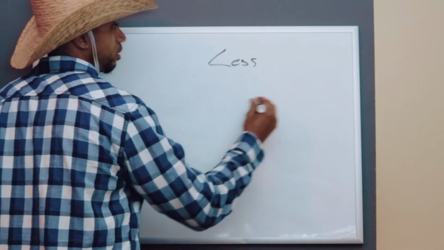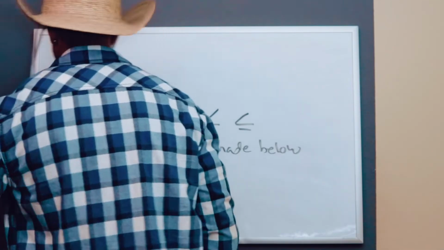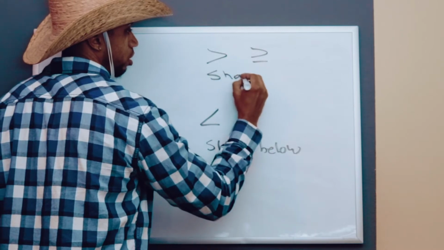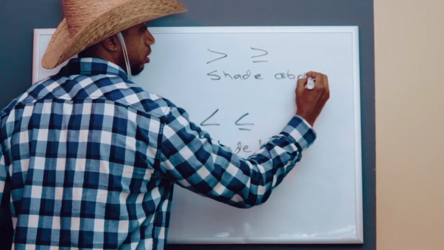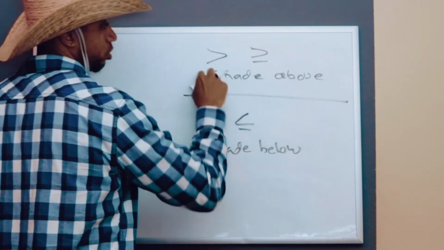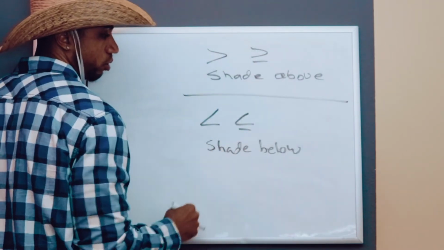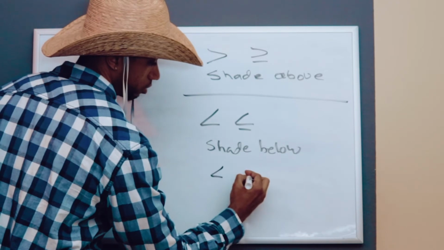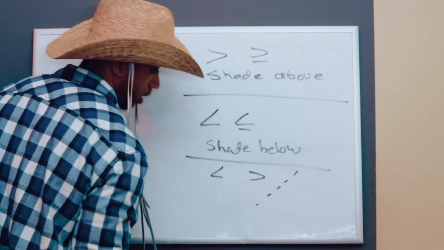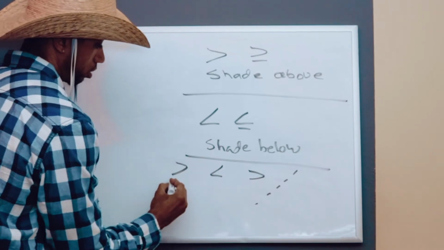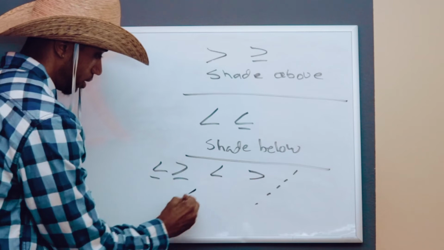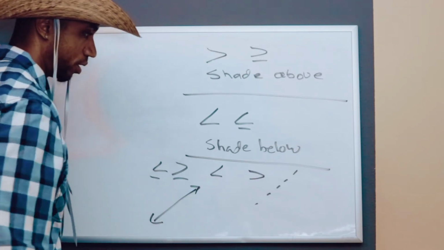That's a less than sign, that's the greater than sign. And if you see this, shade, guess what? You guessed it, above. Shade above, greater than. Shade below, less than. If it's like this, or like this, the line is going to be dashed. If it's like this, or like this, the line is going to be solid. That's inequalities.